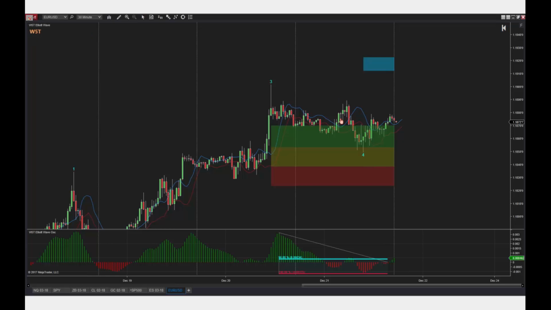But again, Euro US dollar on the 30-minute, you've got to think about now, it's had the wave 4, it's pulling away. Where's your entry? That's where your target's going to be, so you've got to think about your stop loss and entry.